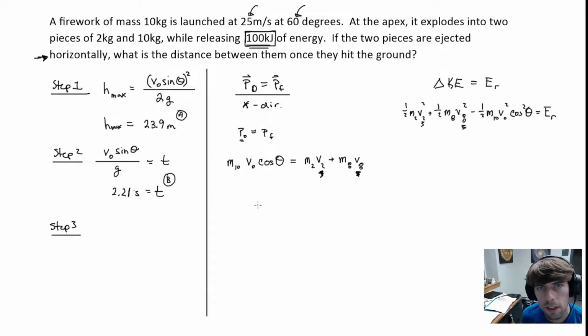I think it was Yogi Berra that said the quickest way around is straight through. We have no choice here. Okay, well, let's take this. I'm going to take this and solve for, say, V2. So I have M10 V naught cosine of theta minus M8 V8 divided by M2 equals V2.